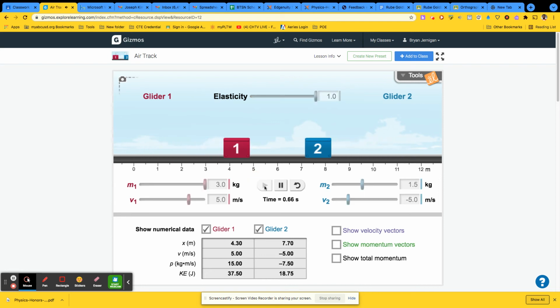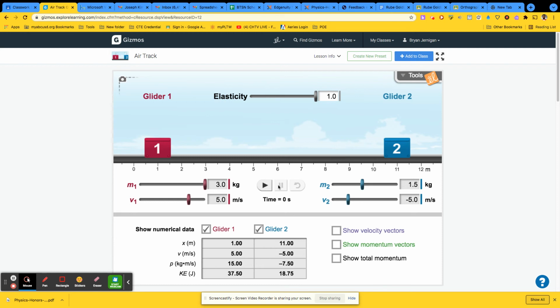So the two objects will collide, and they will bounce off of each other. In this case, you notice that the heavy object slowed down, while the less massive object sped up. What's happening here is that because object 1 has a greater mass than object 2, its velocity will go down. However, object 2 has less mass, so its velocity will go up to conserve momentum.